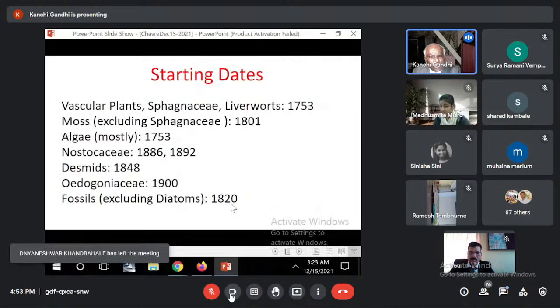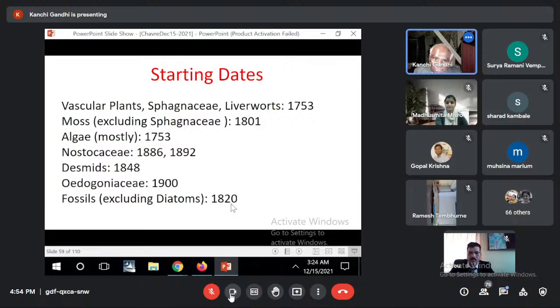Now, even though names have been used for more than 2,000 years, or 3,000 years, or for Indian civilization, let us say more than 10,000 years, for our purpose, for all vascular plants, moss, liverwort and sphagnum, the starting date is 1753. For moss plants, excluding sphagnum, it's 1801. For algae, mostly it is 1753, but we exclude Nostocaceae.